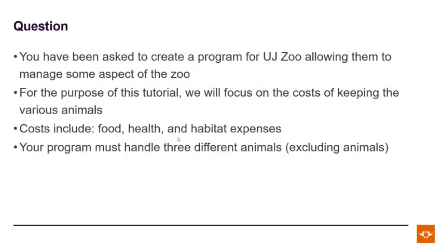So you've been asked to create a program for UJ Zoo, allowing them to manage all sorts of aspects of the zoo. For the purpose of the tutorial, we'll focus on costs of keeping various animals. Costs include food, health, habitat expenses. Your program must handle 3 different types of animals, excluding animals. Okay. So basically, the question is very open-ended, so we can try to discuss more the idea of inheritance than specific points of inheritance.